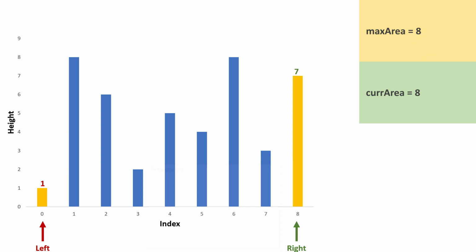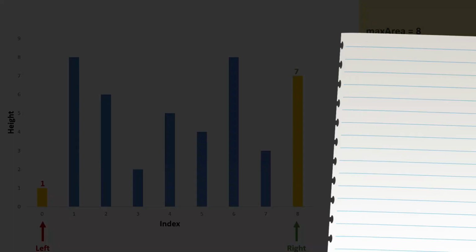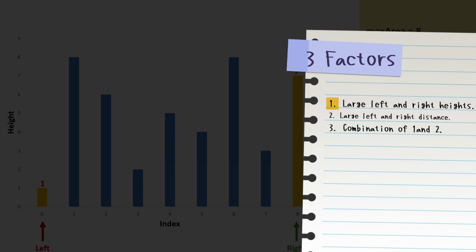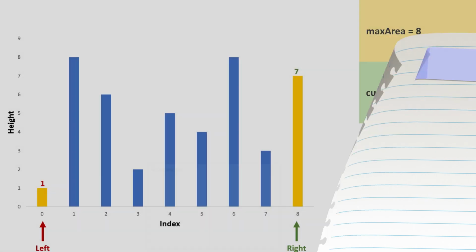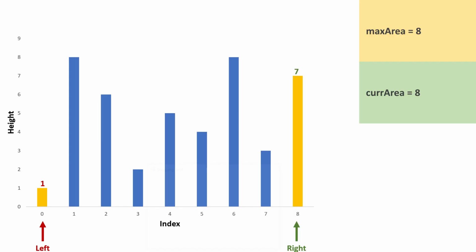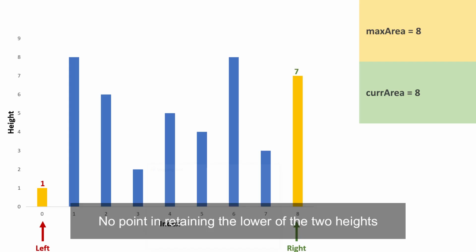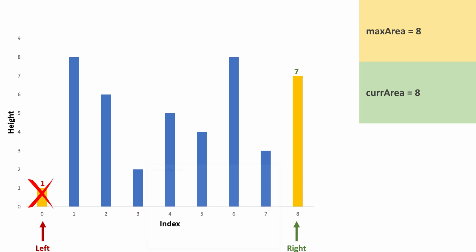Now we need to move either the left or right pointer inwards. How do we decide which one we should move? Remember the first factor that we discussed earlier. Larger the height, higher is the possibility to maximize the area. Therefore, if we consider our current heights, there is no point in keeping the lower height 1 as compared to height 8. That is why we discard the lower height 1 by moving the left pointer inwards and retain right height 7. Next we compare heights 8 and 7.